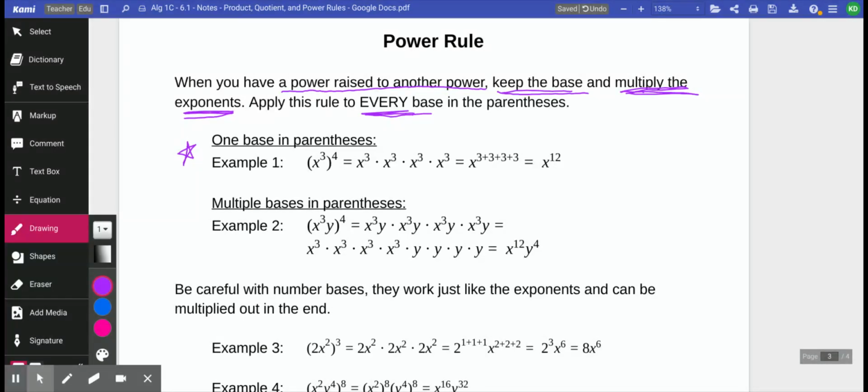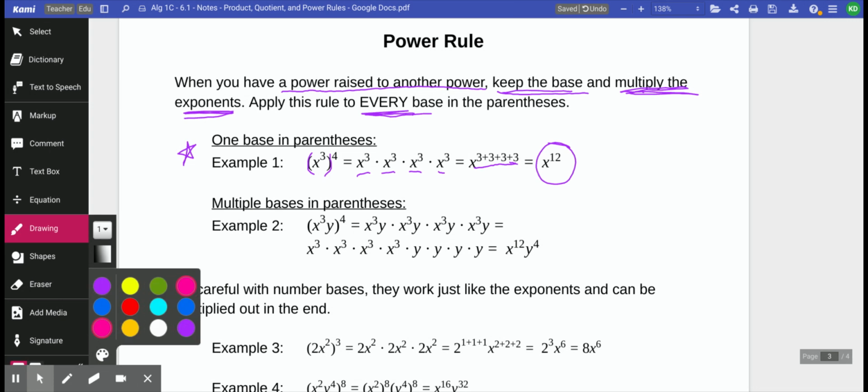So if I have x to the 3rd power raised to the 4th power, what this really means is I'm taking the stuff in parentheses and making 4 copies of it. So if I multiply x to the 3rd times x to the 3rd times x to the 3rd times x to the 3rd, we know that's our product rule. So we would add those 3's together, which would give us x to the 12th. Well, what is a faster way to get from x to the 3rd to the 4th to x to the 12th? It's by multiplying 3 times 4, right? Because that repeated addition that we did here is really multiplication.